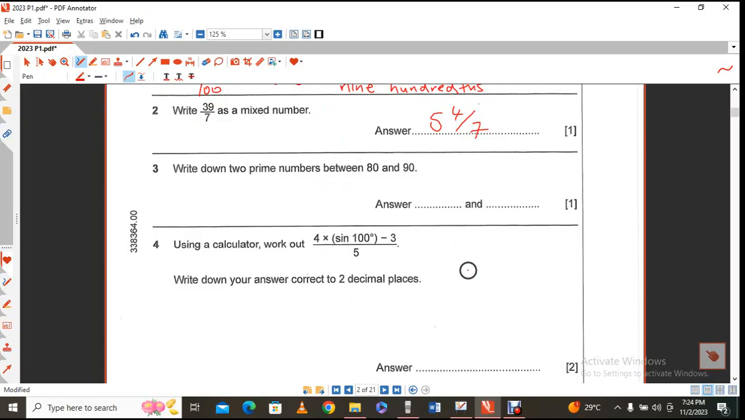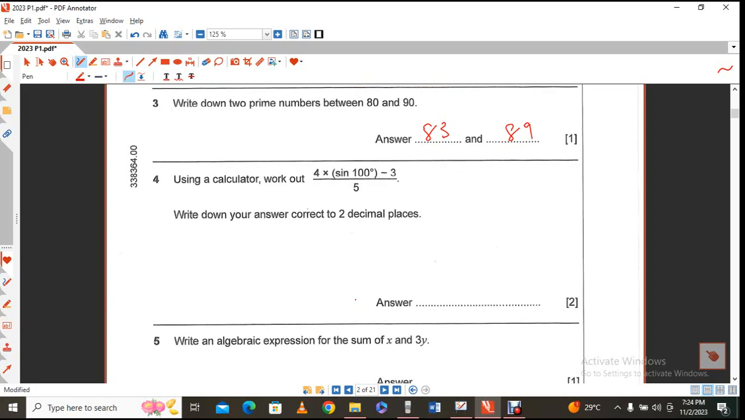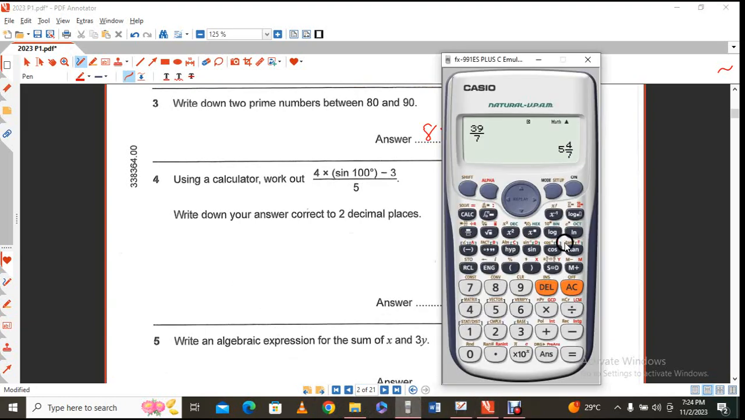Two prime numbers, this is a recall question, so you need to know it. 83 is a prime number, as well as 89 is a prime number. Remember a prime number is just a number with two factors. For this one, you just use your calculator and you give your answer to two decimal places. So it's basically calculator skills that they are testing here.